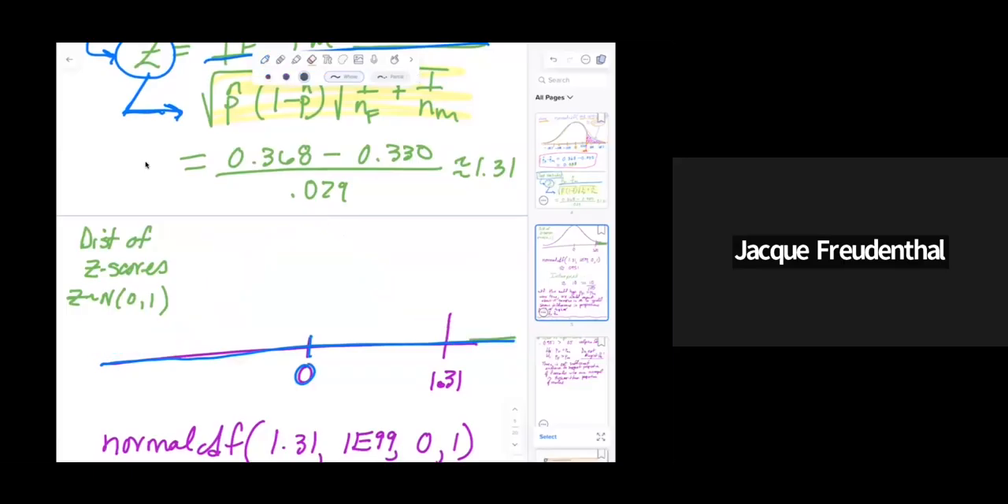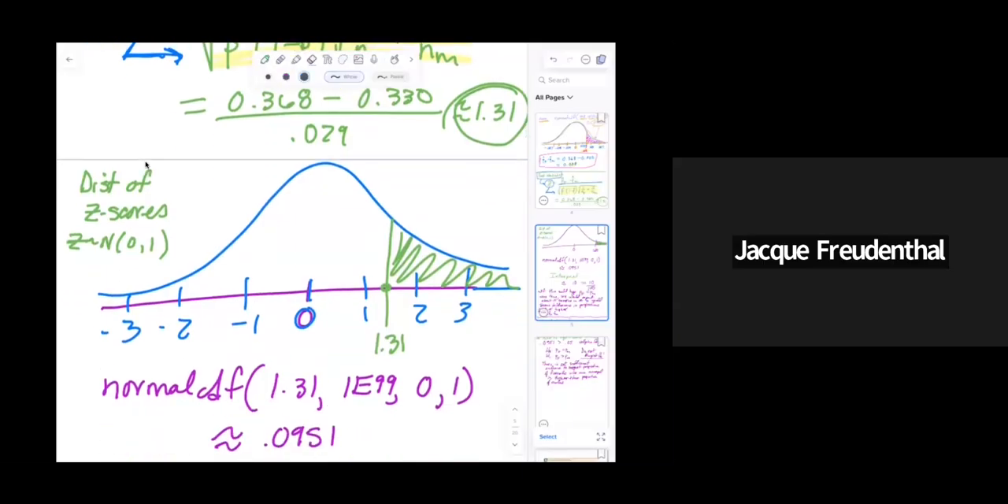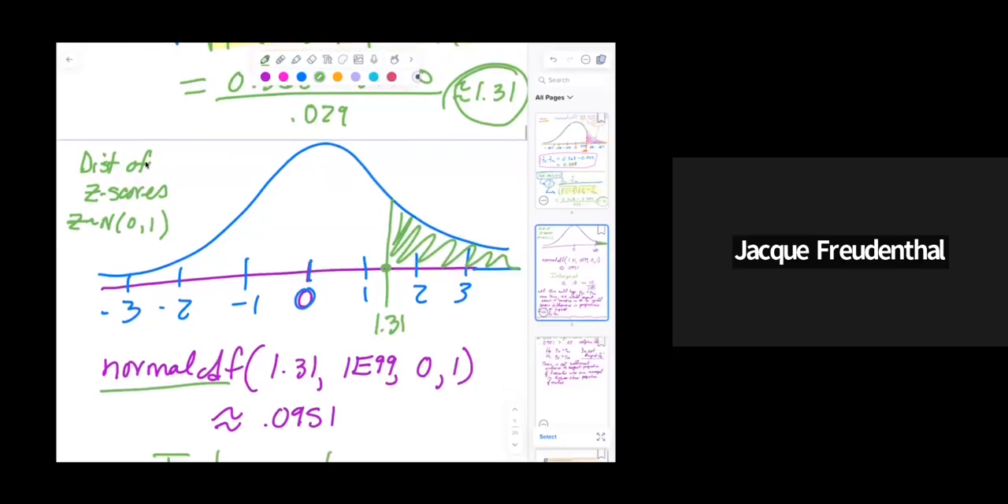Okay, so I'm going to erase some of this here. So my scale would look like 1, 2, 3, minus 1, minus 2, minus 3. So my test statistic from above, so there's my test statistic. 1.31 is right there on the number line. Area to the right represents my p-value. So again, I can use my calculator with the normal CDF. 1.31 is lower bound, infinity is upper bound, and the mean and the standard deviation for the Z-score, which is our test statistic.